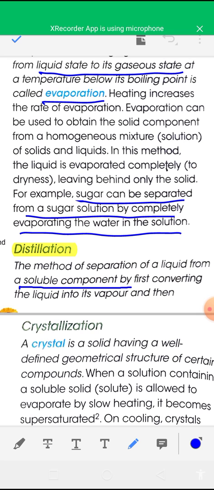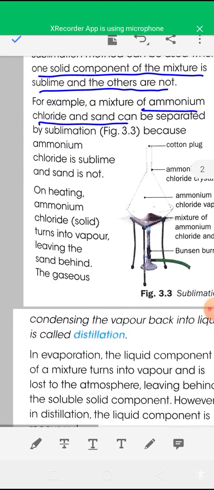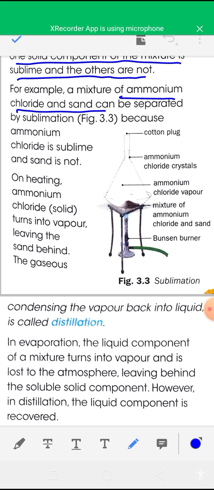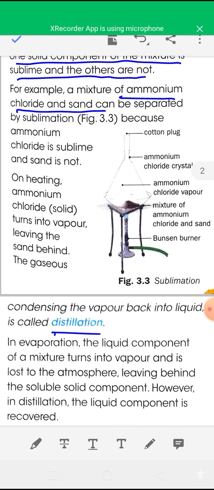Separation of a liquid from a soluble component by converting the liquid into its vapor, and then you have to condense the vapor again to give the liquid, and this method is distillation. Okay.